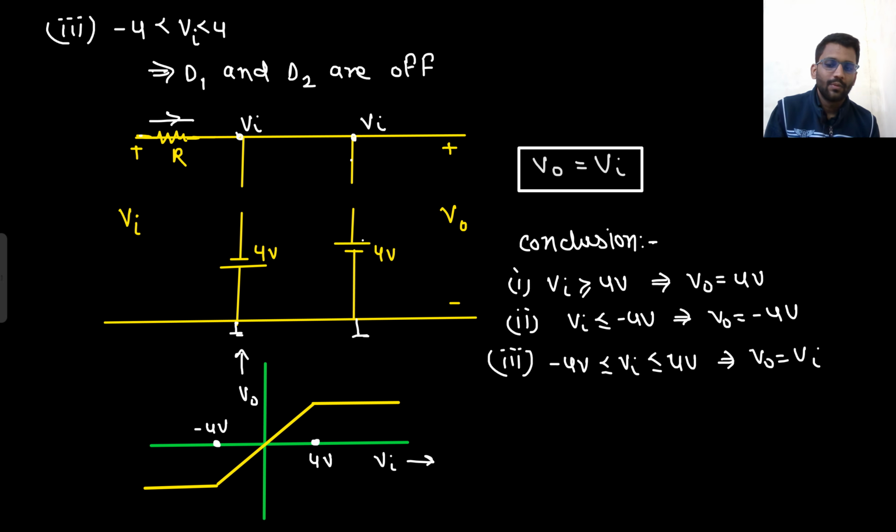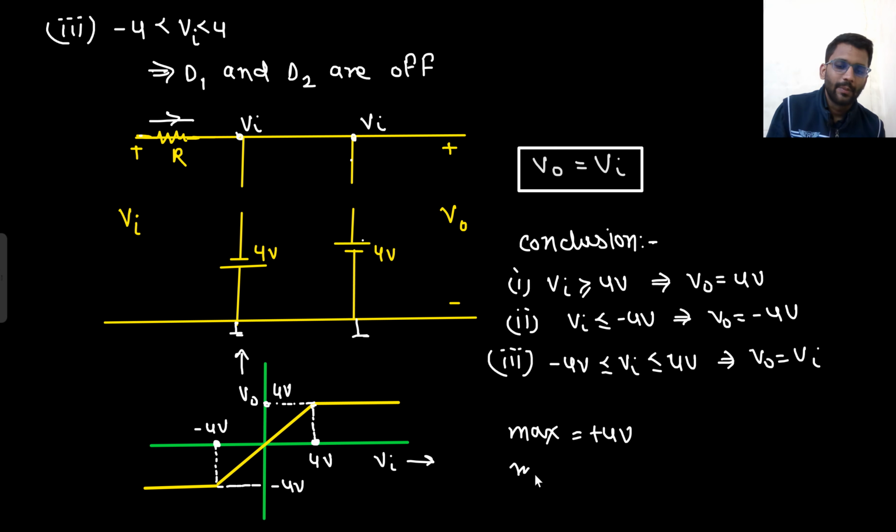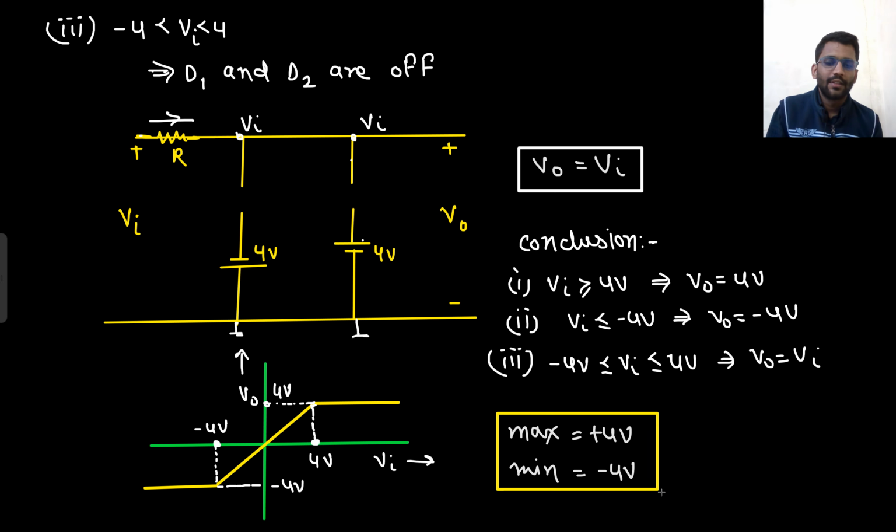Now there are two transition points, right? Okay, so this will be 4 volt, this will be minus 4 volt. So there are two transition points. So this is the voltage transfer characteristics with the maximum value being plus 4 volt and minimum value being minus 4 volt. Well and good, very easy question.